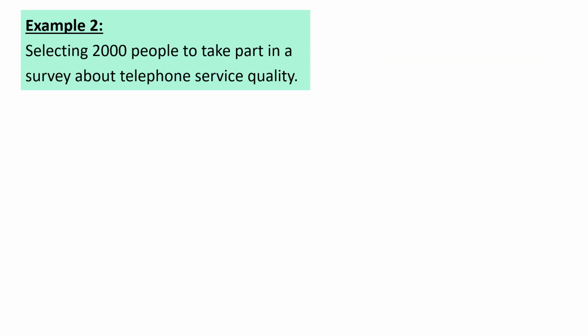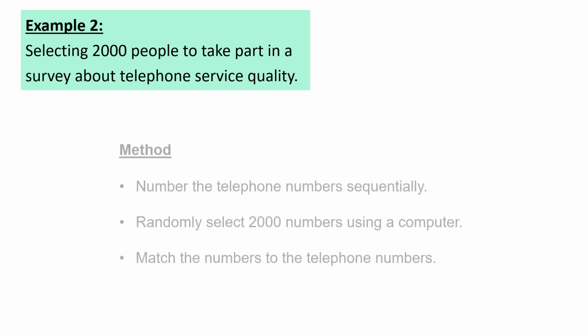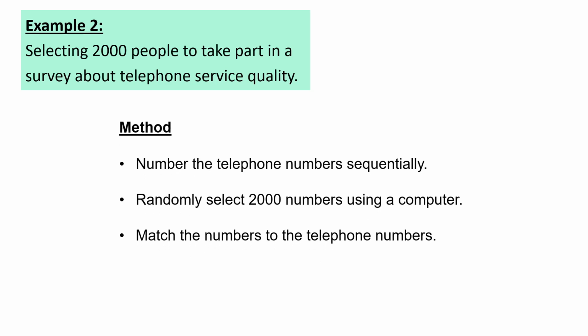Here's a second example. You're selecting 2,000 people to take part in a survey about telephone service quality. The method could be that you number the telephone numbers sequentially, then you randomly select 2,000 numbers using maybe a computer, and then you match the numbers to the telephone numbers. So this is one of the methods of giving each entrant an equal chance of being selected.